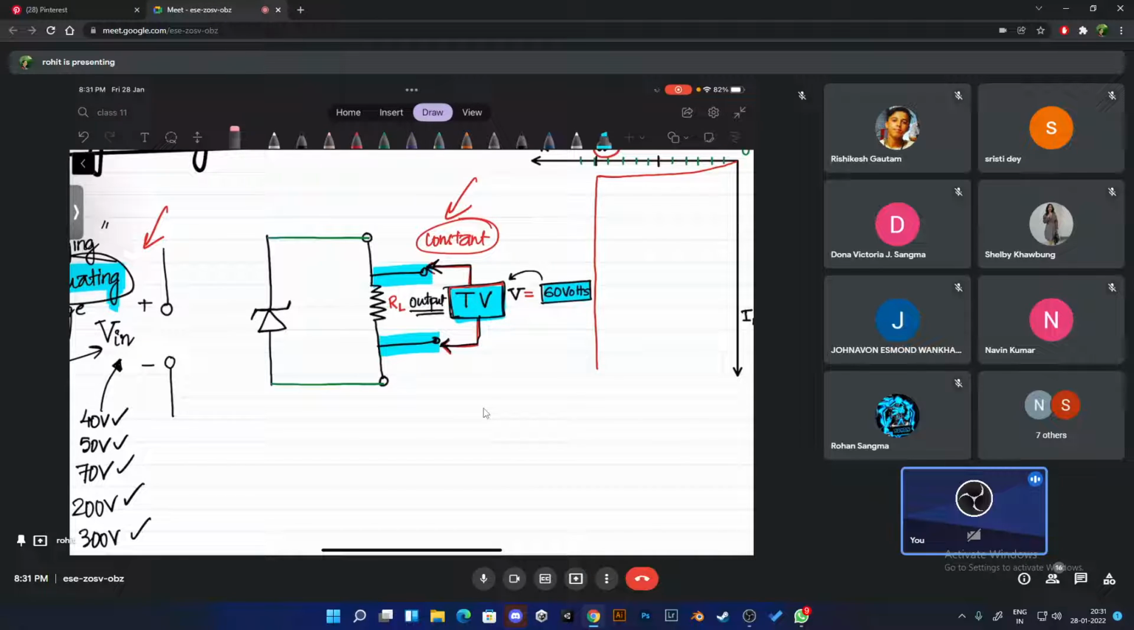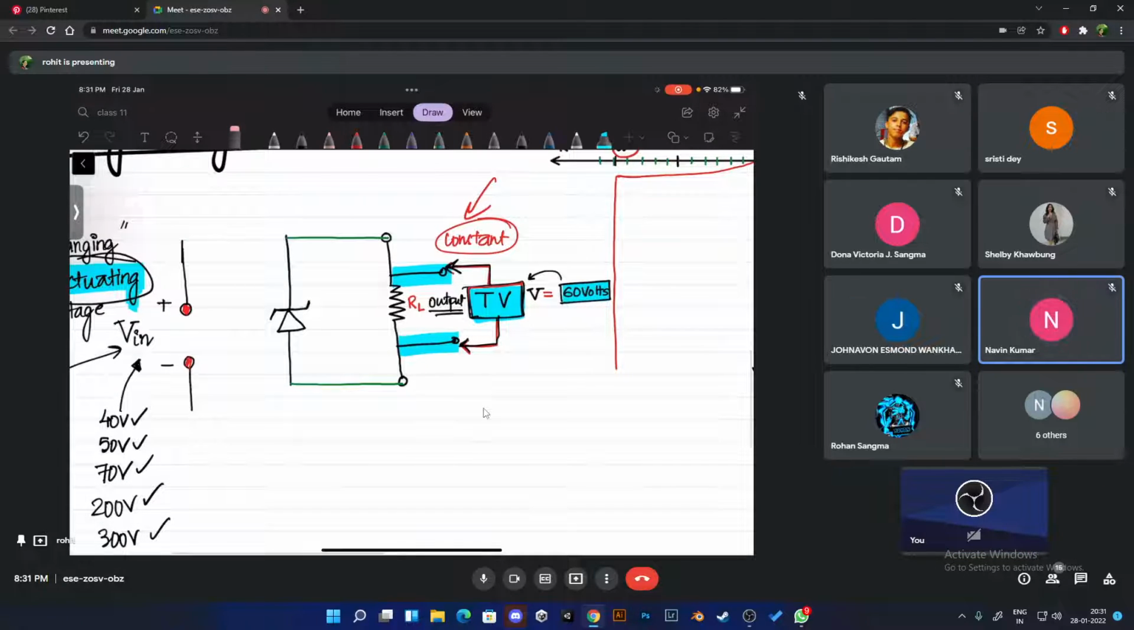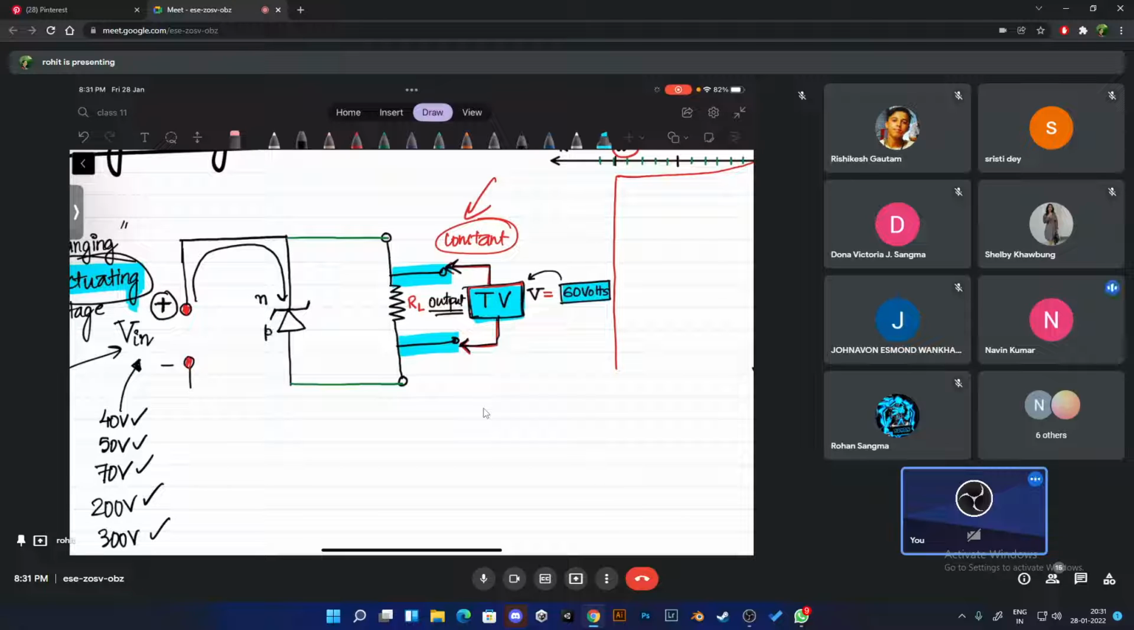Now please check nicely. I told you just a while ago, your zener diode is always connected in which configuration, forward or reverse biased? Reverse bias. Okay, I'm going to show you that right now. This is the positive of the input voltage. I'm going to join it with the N type. The positive is connected to what, N or P? N type. And the negative is connected to P type.